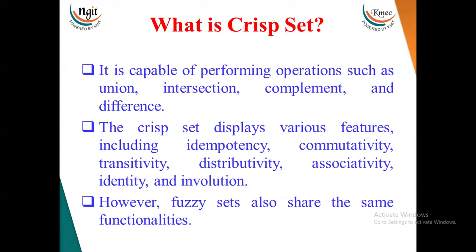Now, where are we going to use this crisp set? It only supports approximate or imprecise data, so we use it only in the traditional computing system rather than the soft computing system. That we are clear. Next, it can also do operations like union, intersection, complement, and difference, so we have the formulas. It also supports properties like commutativity, transitivity, distributivity, associativity, etc. And remember one point: a fuzzy set will also have the same functionality. The only thing is that we will work with the membership values.